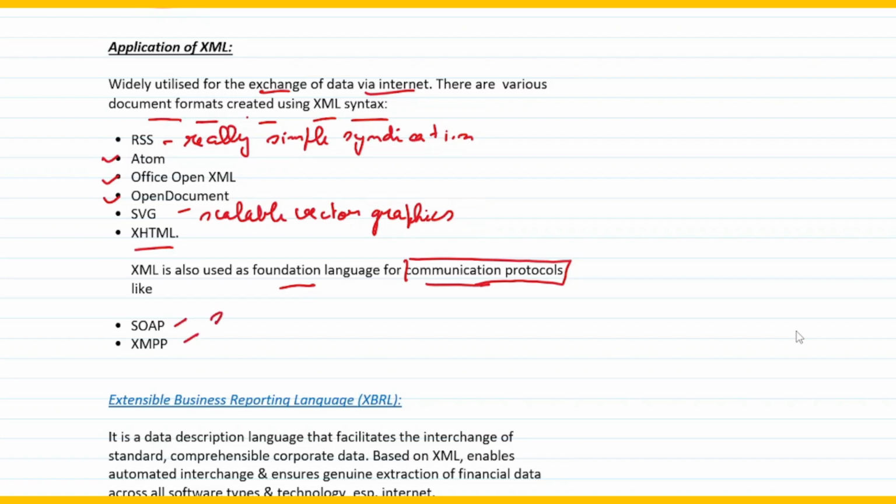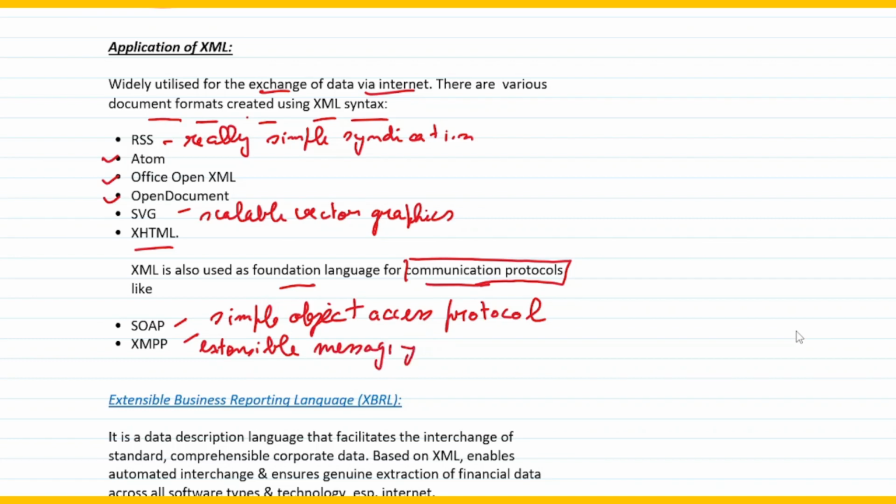What is SOAP? SOAP is simply Simple Object Access Protocol. And if you talk about XMPP, XMPP is nothing but Extensible Messaging and Presence Protocol. So basically these two are protocols only, because we have already discussed that these are used as a foundation language for communication protocols. One is SOAP, Simple Object Access Protocol, and the second one is XMPP, that is Extensible Messaging and Presence Protocol, right?